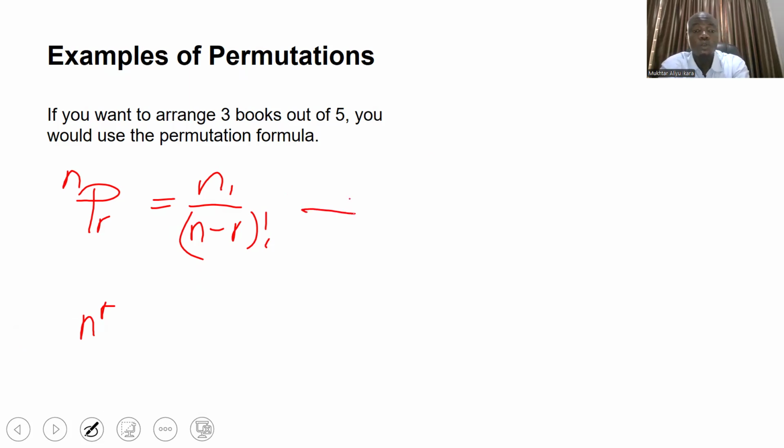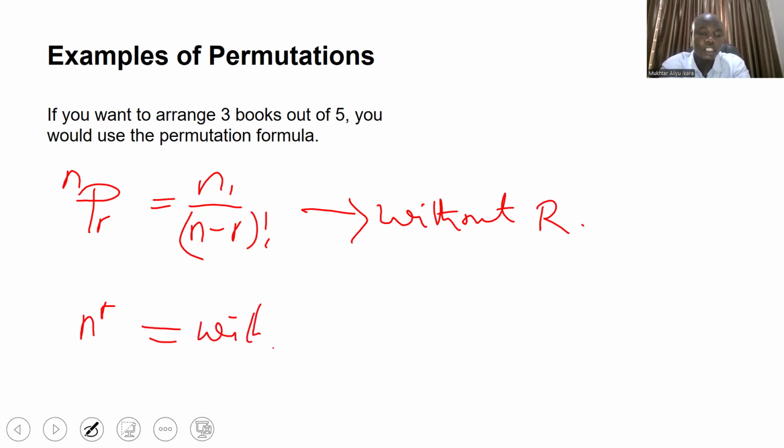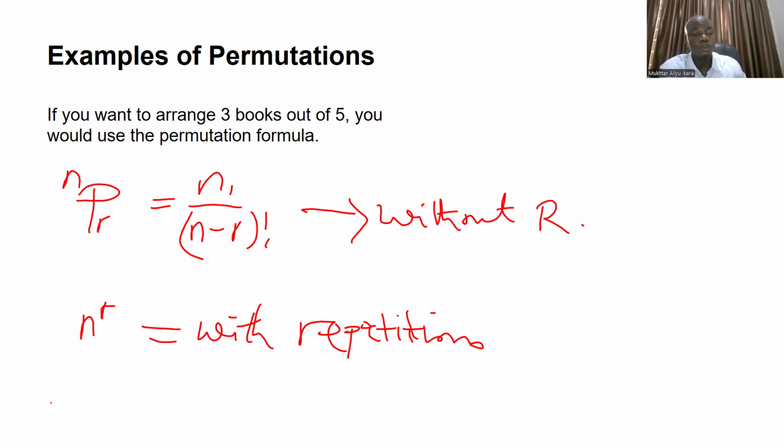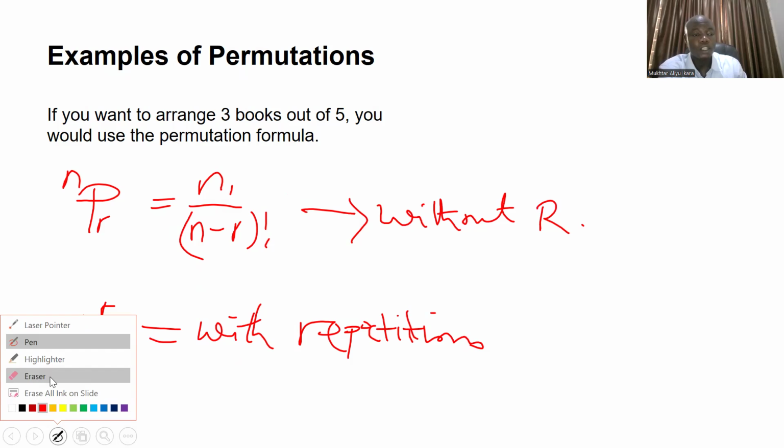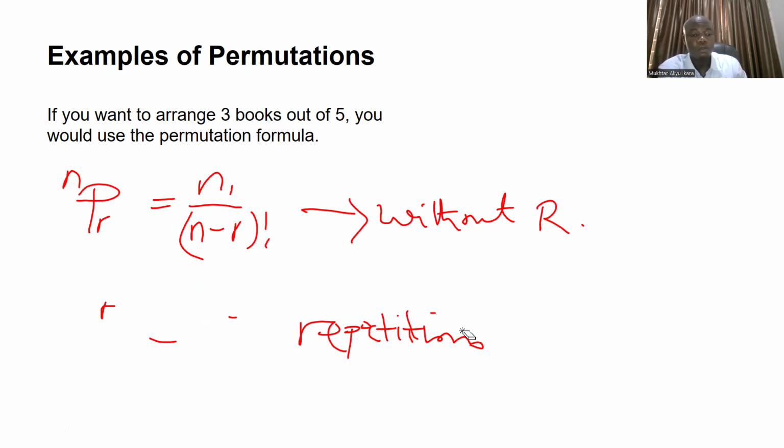And this one is used without repetition, while this one, n power r, is used when there is repetition. So let's look at further examples for the permutation.